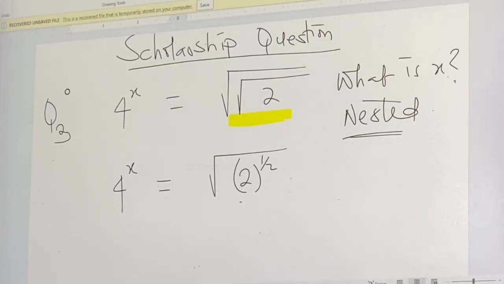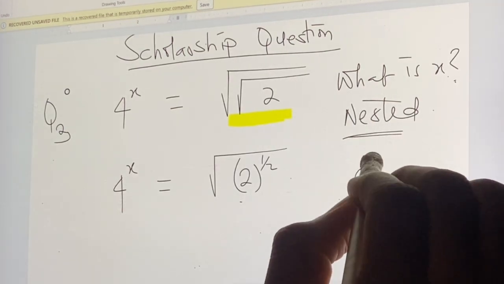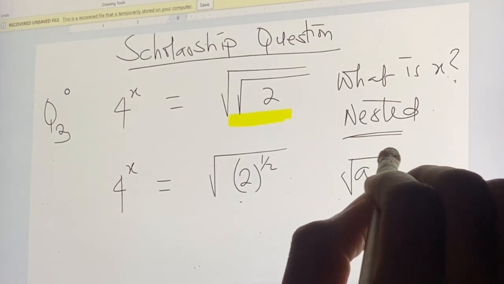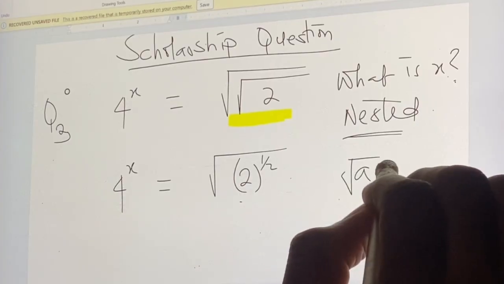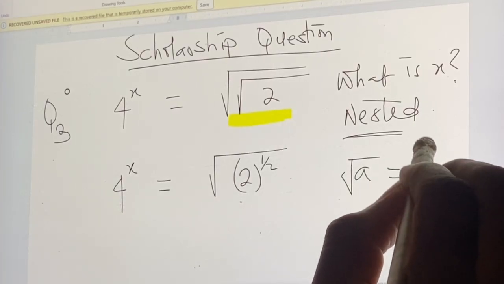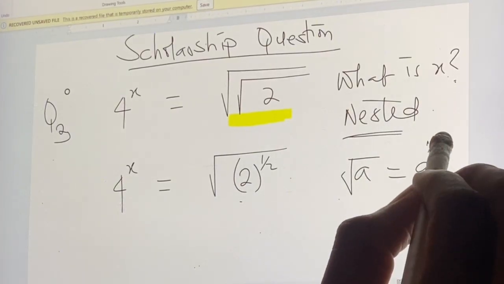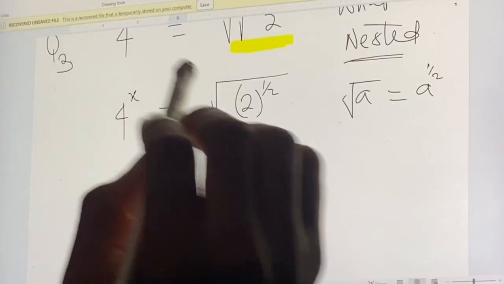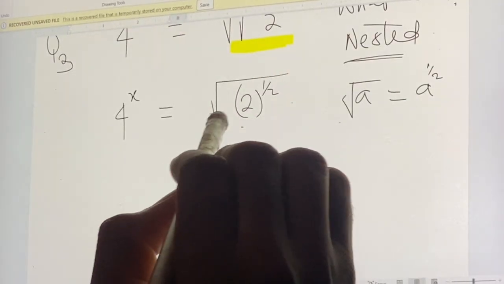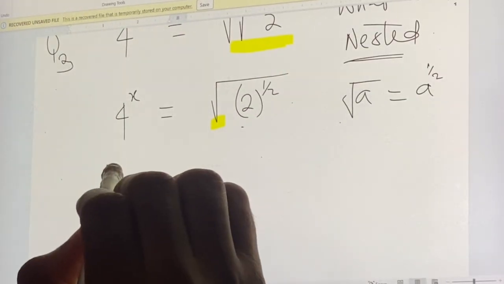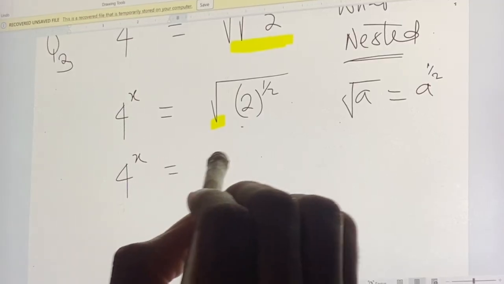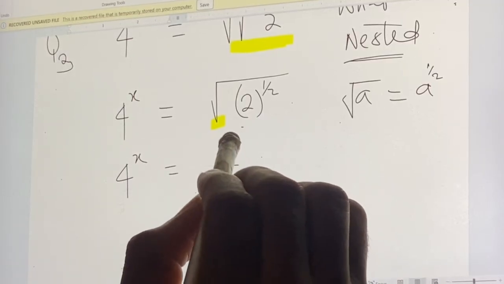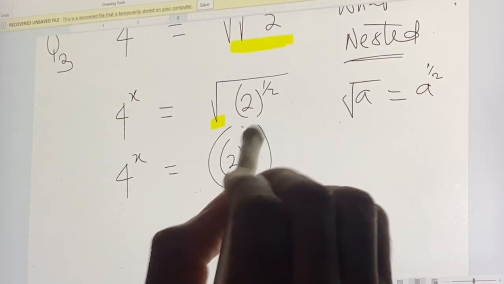Please take note. From the law of indices, when you have a square root of a, expressing this root as a power is the same thing as a raised to the power of 1 over 2. Please don't forget that from the law of indices. So class, we can also express this particular square root as 4 raised to the power of s equal to 2 raised to the power of 1 over 2, all raised to the power of 1 over 2.